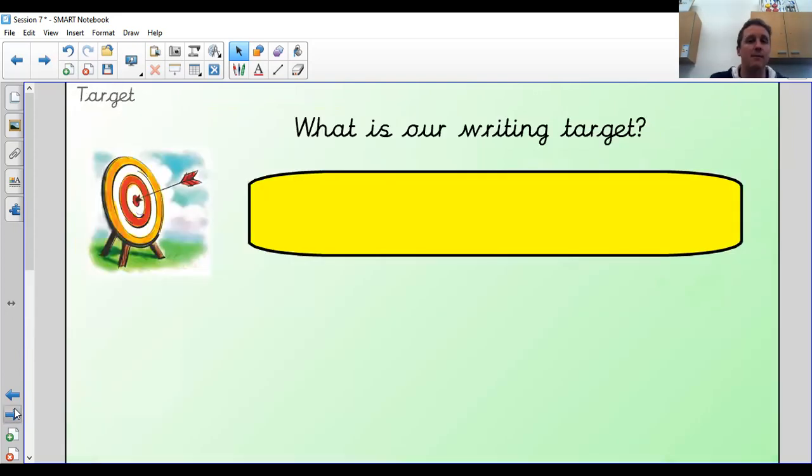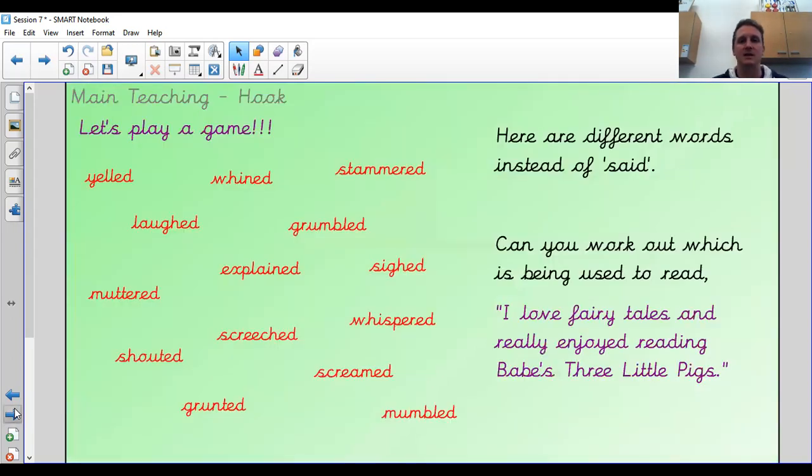Okay, our writing target, I'm not going to go over. We obviously know that it is to use speech. And today is our first proper lesson of looking at that. Now, here, we're going to play a game. In class, you can do this with the person next to you. If you're at home, you can still do this. It's a bit of fun, all right? I'm going to go first, though, and show you how to play it.